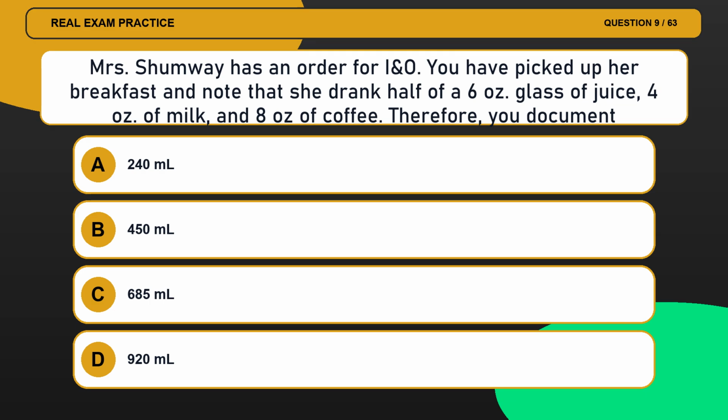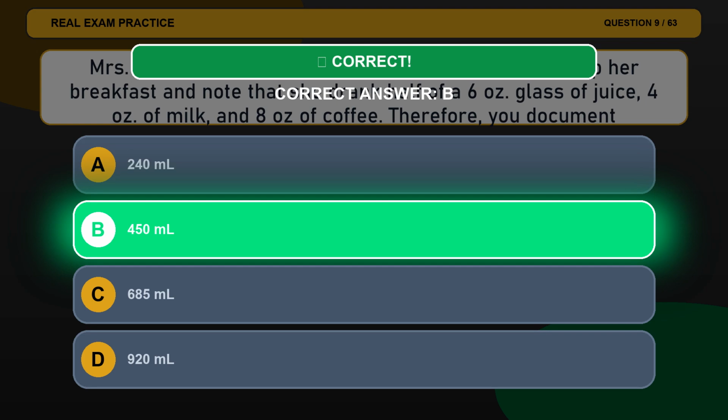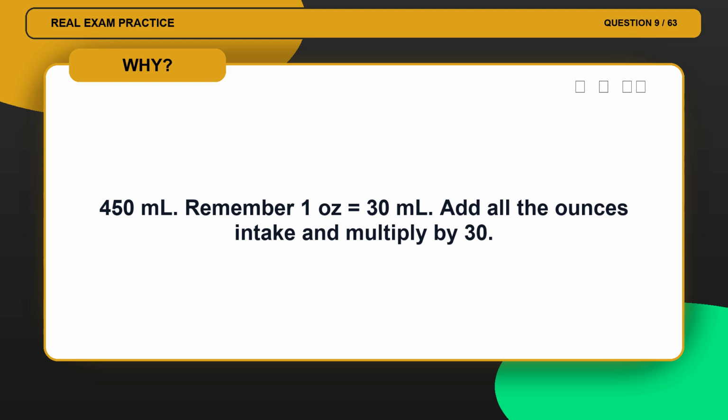Option B, 450 ml. Option C, 685 ml. Option D, 920 ml. The correct answer is option B, 450 ml. Remember, 1 ounce equals 30 ml. Add all the ounces intake and multiply by 30.